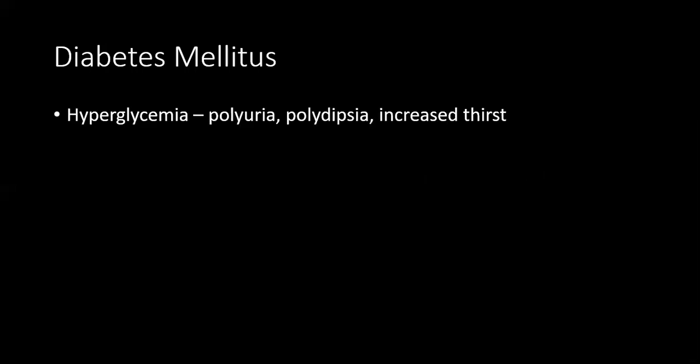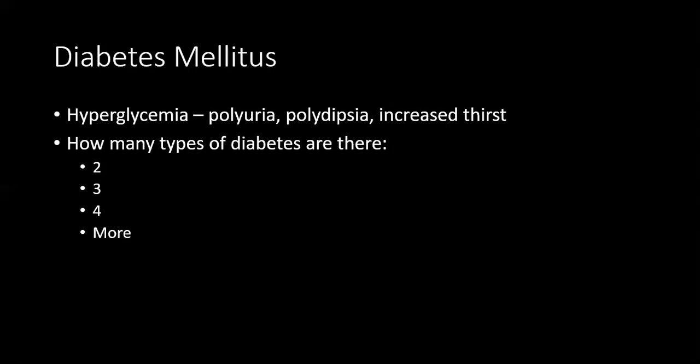So if we have hyperglycemia, glucose is an osmotic. So it's going to draw fluids into the bloodstream. So this is going to cause polyuria, polydipsia, and increased thirst. So how many types of diabetes do we think there are? There are 2, there are 3, there are 4 types, or there are more types?